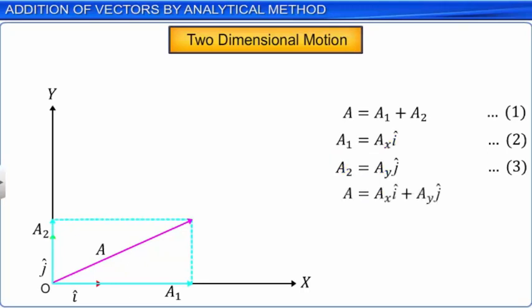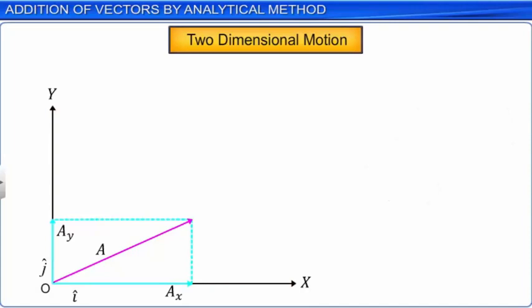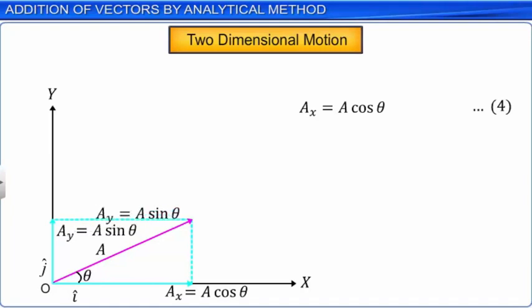AX and AY are the magnitudes of the components of A in the x and y direction. Here, A makes an angle theta with the x-axis. You can write AX is equal to A cos theta and AY is equal to A sin theta. Let these expressions be equations 4 and 5 respectively. AX and AY can be positive, negative or 0 depending on the angle theta.